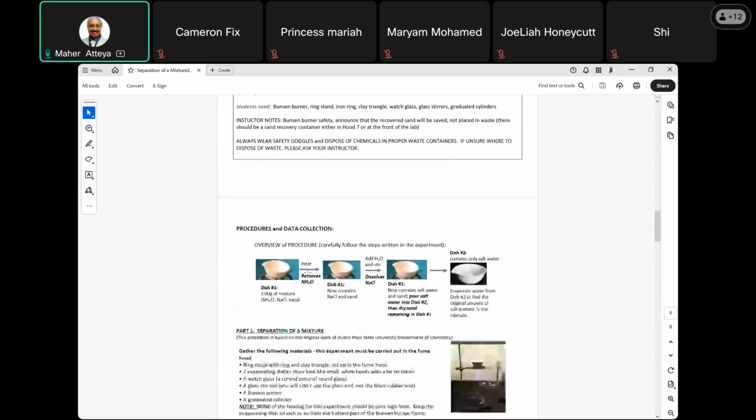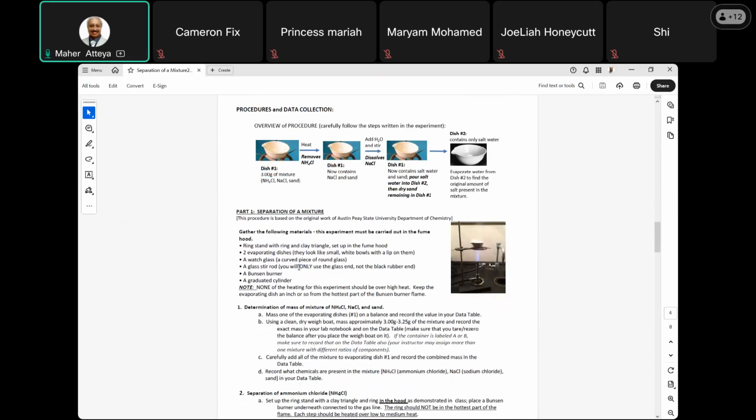Here's the procedure. You will have two crucibles, or evaporating dishes. The first is labeled number 1, and the second is labeled number 2, and you need a watch glass for number 2. So you need to weigh two evaporating dishes and the watch glass for number 2.